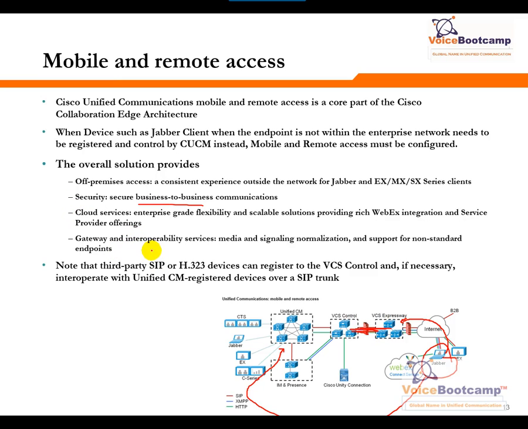Now, the gateway and interoperability service, such as media and signaling normalization and support for non-standard endpoints. So basically any non-standard third-party SIP phone or H.323 phone can register with a Call Manager from outside. If they are third party, they can register to the VCS Control, and if necessary, interoperate with a Unified CM registered device over a SIP trunk.